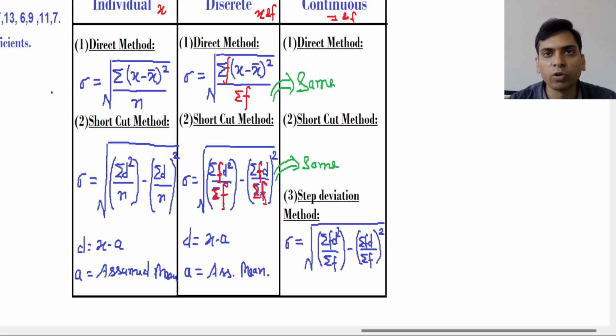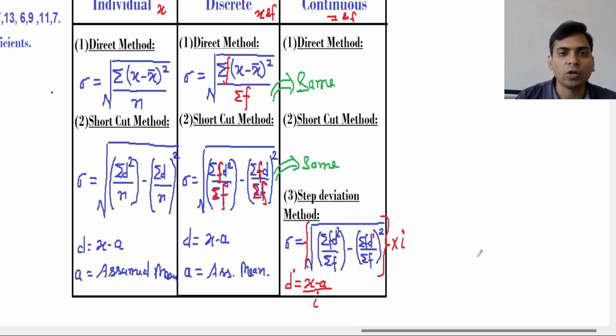And now we will do one more thing here. We will write d not as x minus a, but as x minus a upon i, where i is the class interval. We write this as d dash, so we replace all these d with d dash. And this complete term is multiplied by i. Now this is the formula for continuous data for standard deviation. So this is all about formulae for individual data, discrete data, and continuous data.